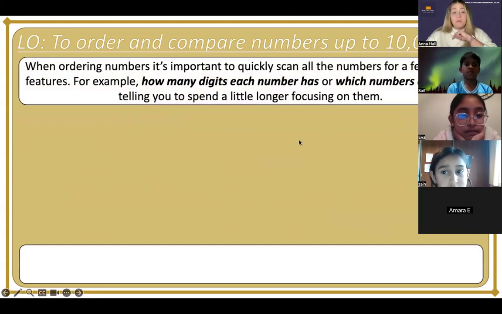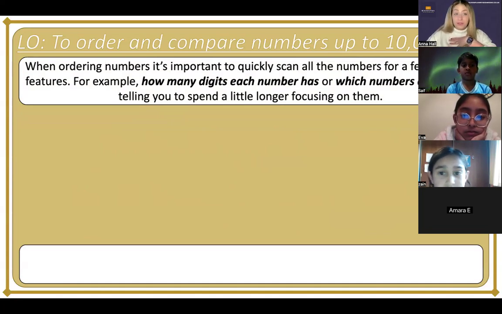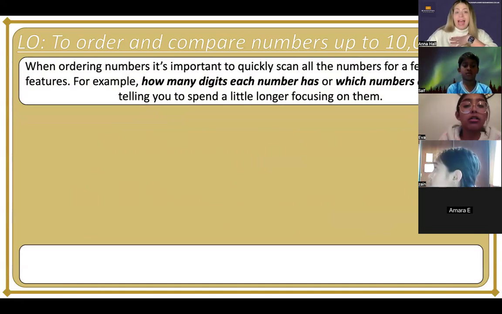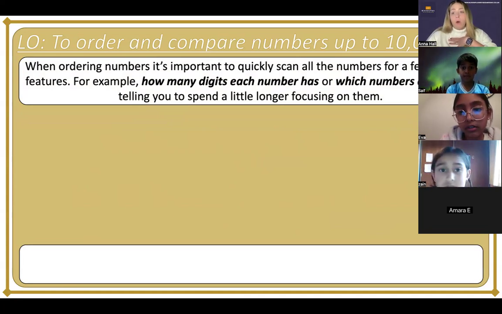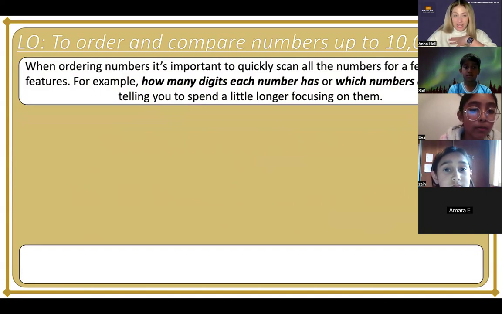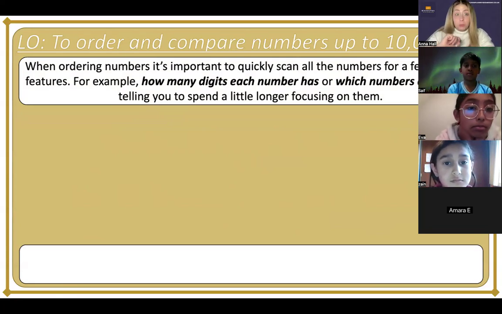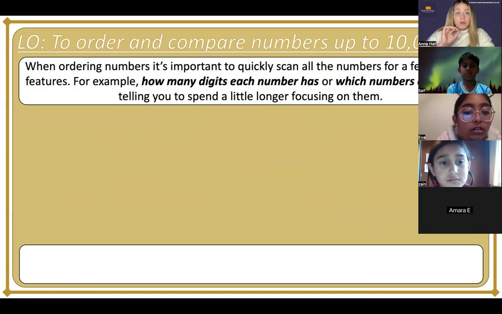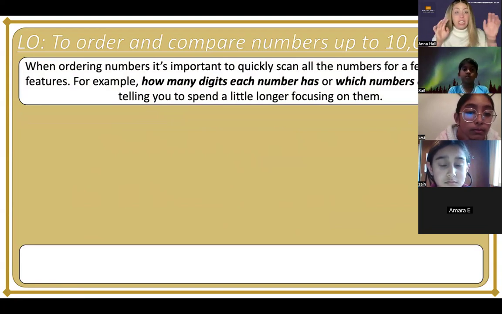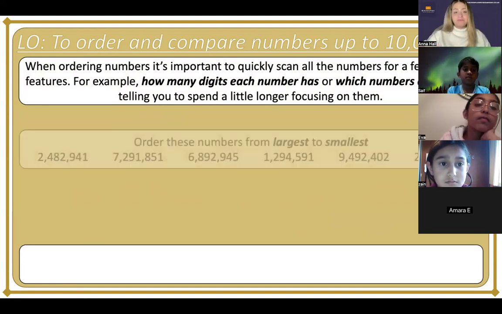Okay, when ordering numbers, it's important to quickly scan all the numbers for a few different features. For example, how many digits each number has or which numbers are similar, telling you to spend a little longer focusing on them. What you'll see is in a lot of exam questions, when they get you to compare numbers, they'll make them super similar. So they'll all have the digits 1 and 0. They'll only have those two digits in. And then it makes it quite difficult when you're looking at them. So you need to pay quite a bit of attention.